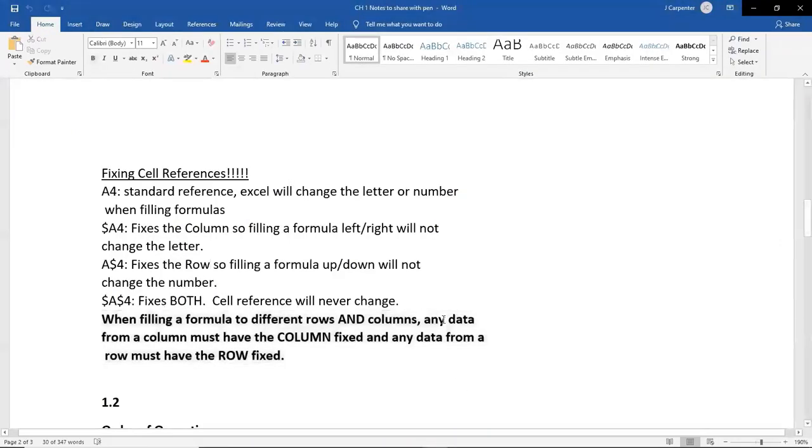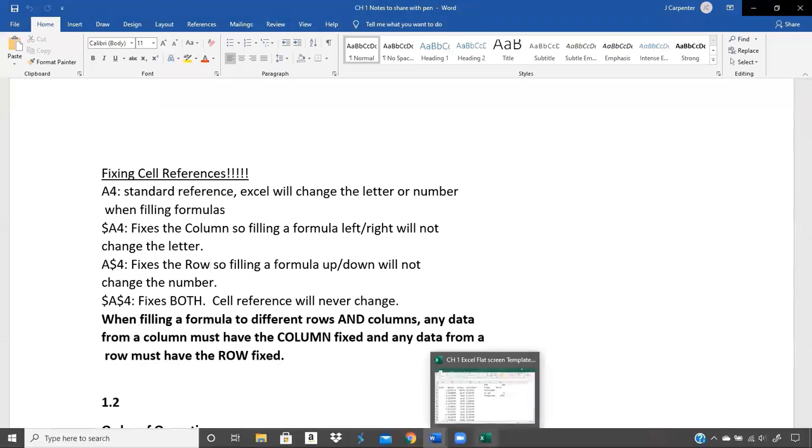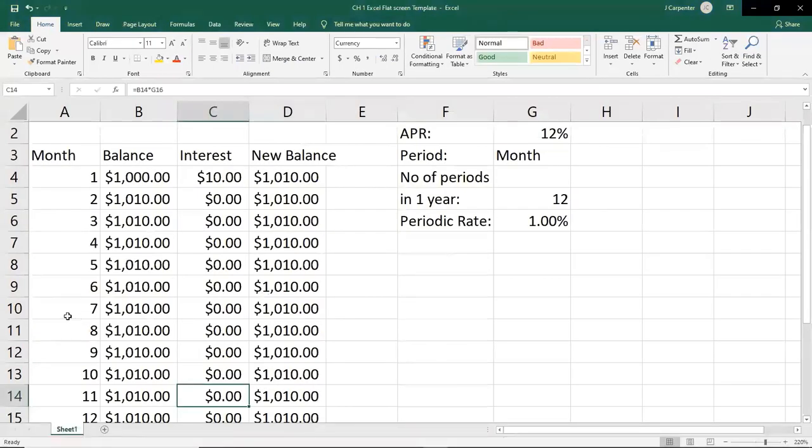But vice versa, any data from a row must have the row fixed. So when we want to stay in that row, rows are completely horizontal. So if we don't want to move out of this row, we need to make sure we're not moving it up or down.